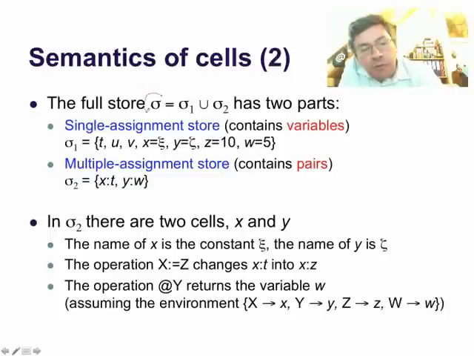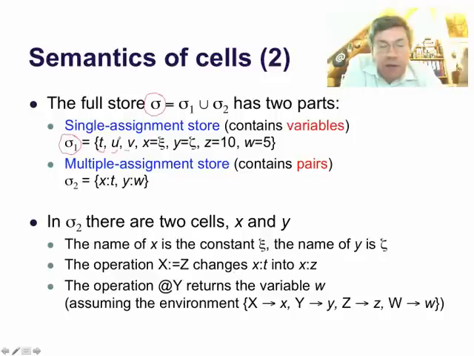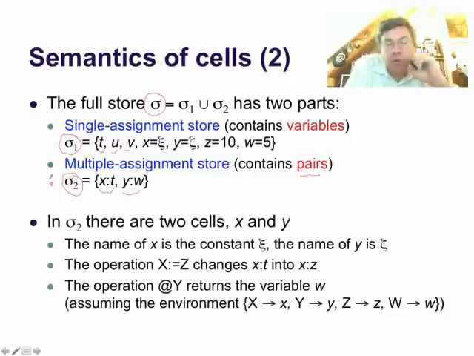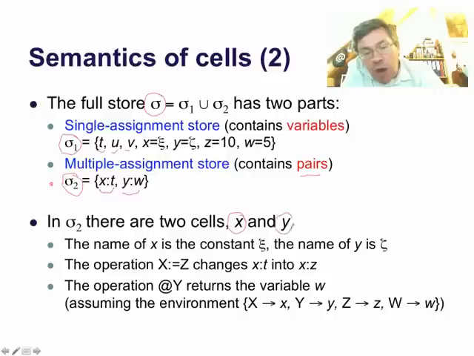So the full store here, sigma, has two parts. Sigma 1 is a single assignment store with variables t, u, v, etc., x, y, z, w. And the multiple assignment store contains the cells. So it contains these pairs. So the first pair is x:t, and the second pair is y:w. So in this particular sigma 2, there are two cells, x and y.